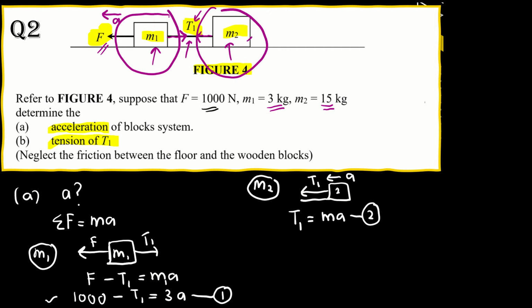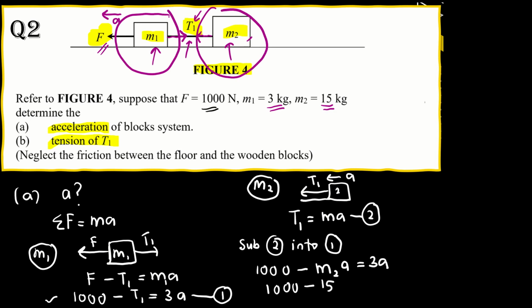To solve this, we can substitute equation number 2 into equation number 1. So we have 1000 minus M2a equal to 3a. This gives 1000 equal to 15a plus 3a. Let's use our calculator and we get our acceleration is equal to 55.56 meter per second squared. So this is our acceleration.